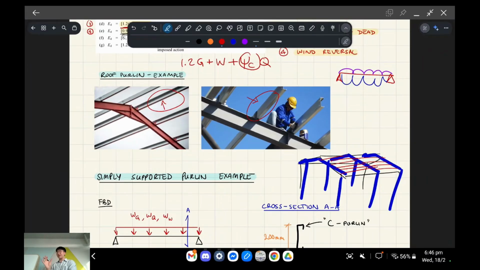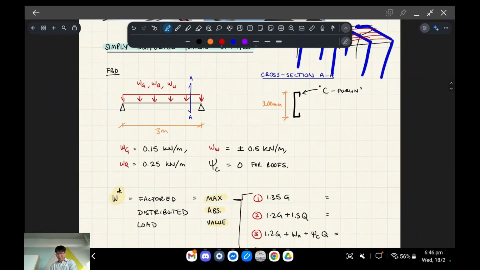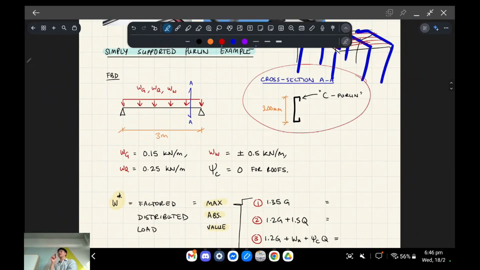Okay, but they're just beams, basically, right? I bring that up because that's what the cross section looks like. This is a C Purlin, right? Let's focus on a simply supported Purlin, right?